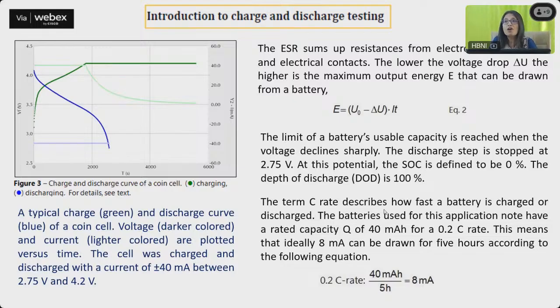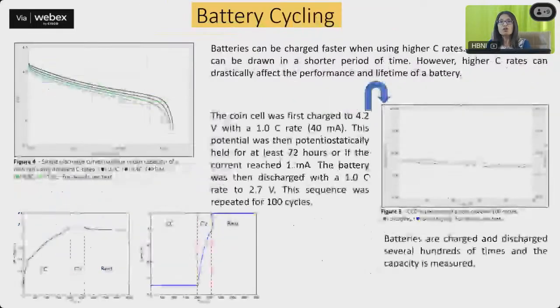The C rate describes how fast a battery is charged or discharged. The batteries used for this application have a rated capacity Q of 40 milliampere hours for a 0.2 C rate. This means that ideally you can draw 8 milliamperes for 5 hours, according to this particular equation. So please remember, this is how you can change the C rate and the amount of current you can draw from your battery.